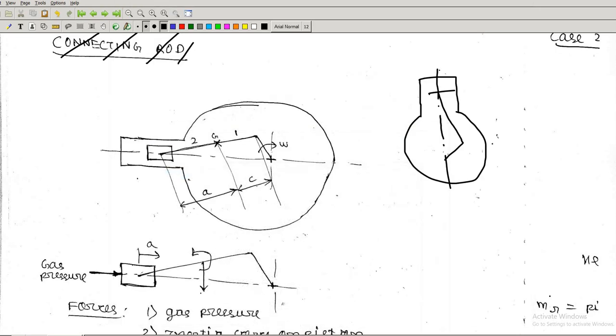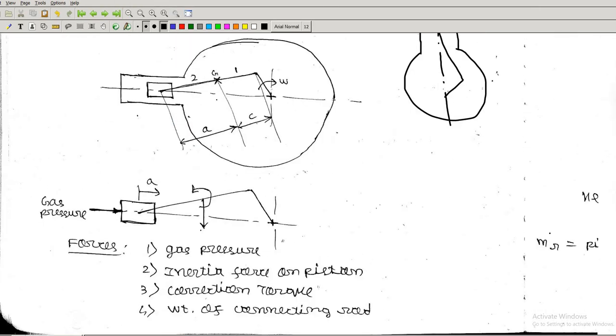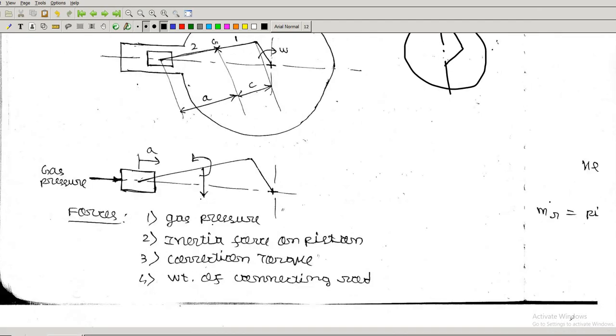So now here we have shown the piston, the connecting rod, and the crank. There are four types of forces of interest. One is the gas pressure, another is the inertia force on the piston, and the others are the correction torque and the weight of the connecting rod.